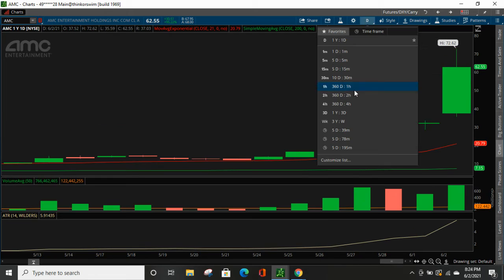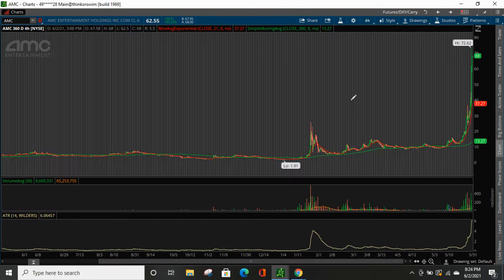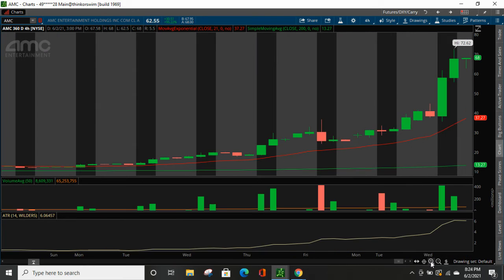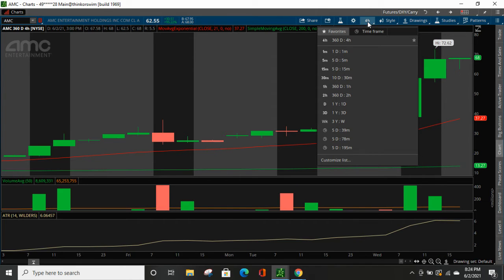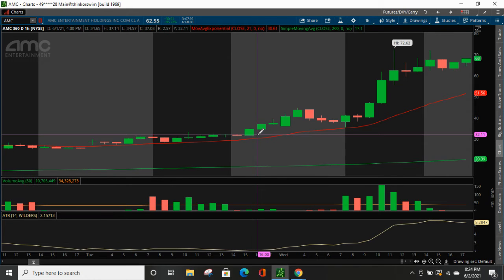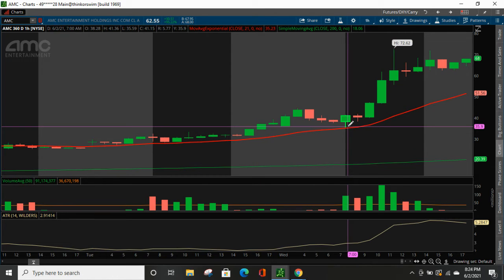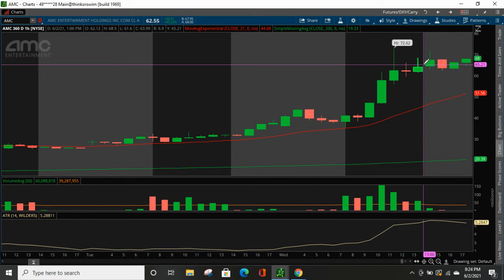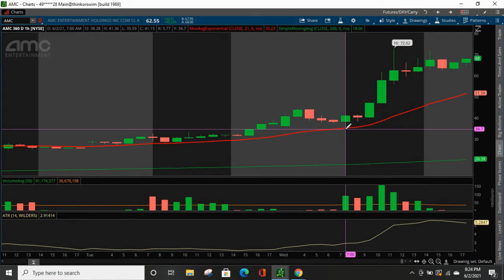Even if I go down to the 4-hour, you can see it's even more of an extreme move here off of that 21. And even if we go into the hourly, and we're strictly looking at the 21 here, if you were looking at the stock at the start of the day, you could have gotten in around that $35 level, and you would have had a nice move going off of that 21 on the 1-hour. It's just not much you can really do once a stock has a move like this.